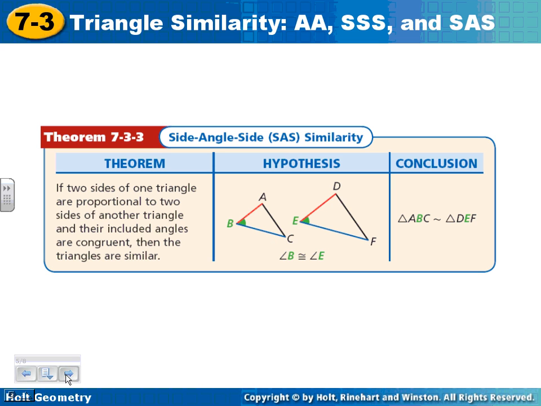The next one is now SAS. And this one reads, if two sides of one triangle are proportional to two sides of another triangle, and their included angles are not proportional, but rather congruent. Angles have to be congruent. Sides have to be in proportion to each other. That's the SAS, or side, angle, side.